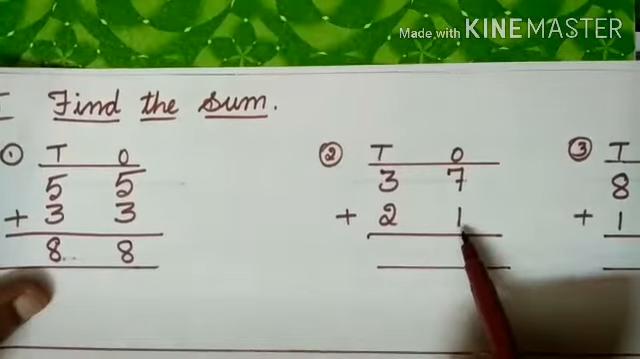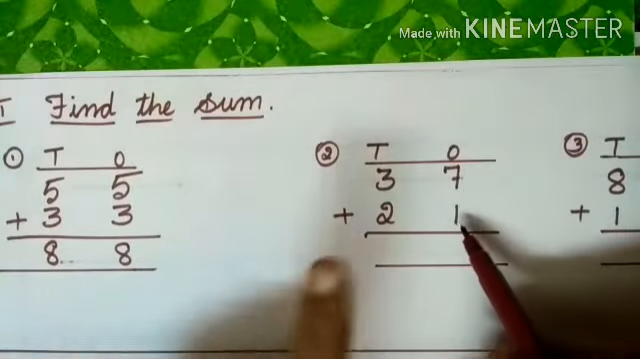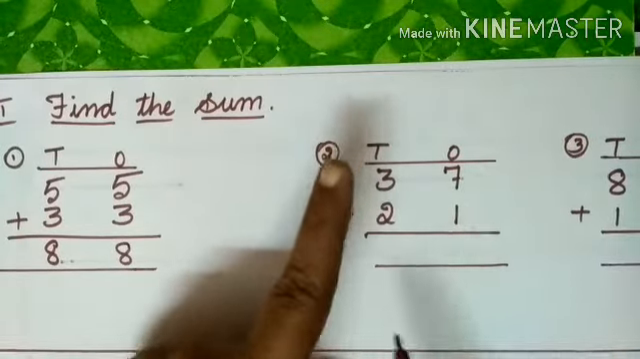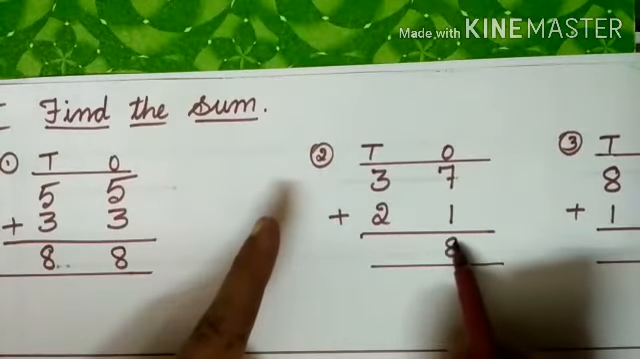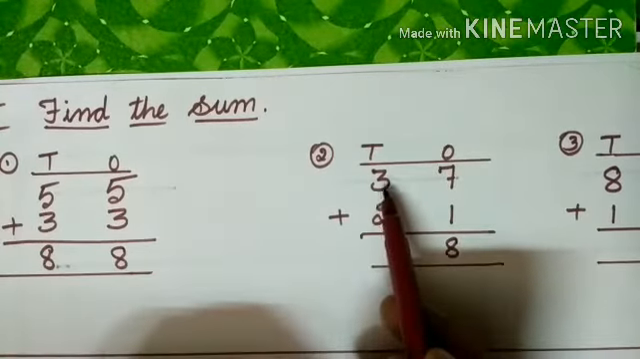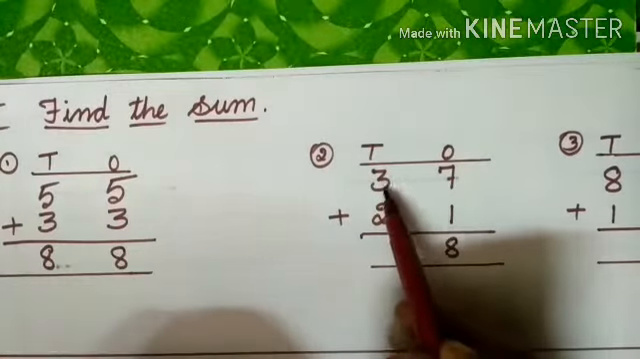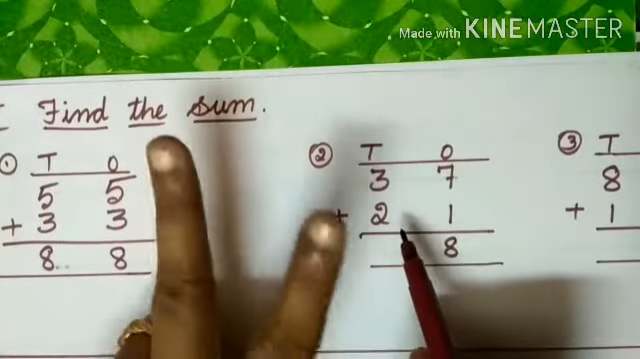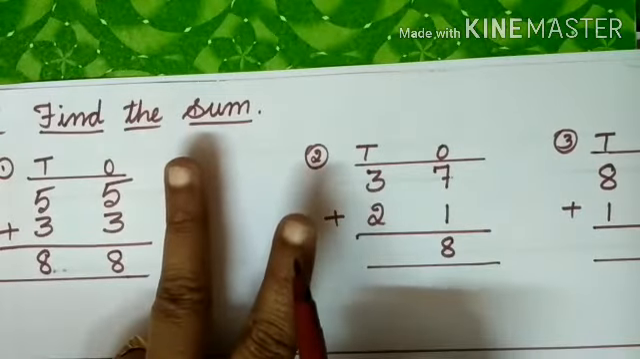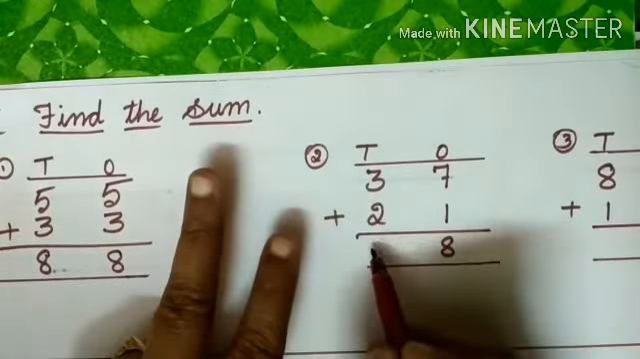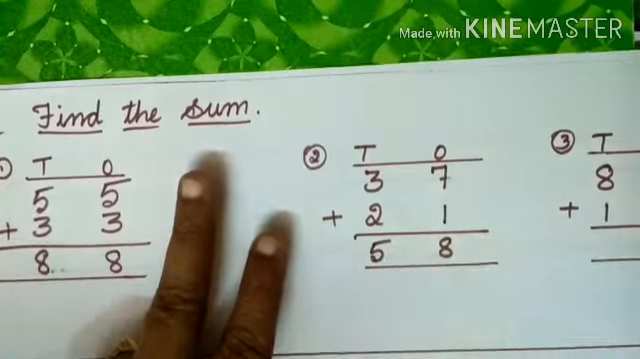7 plus 1. Now 7 in your mind. 1 is in your finger. 7 after 8. Now we write here 8. Now 3 is in your mind. Keep in your mind 3 and 2 is in your finger. Now 3 after is 4, 5. Now I write here 5.